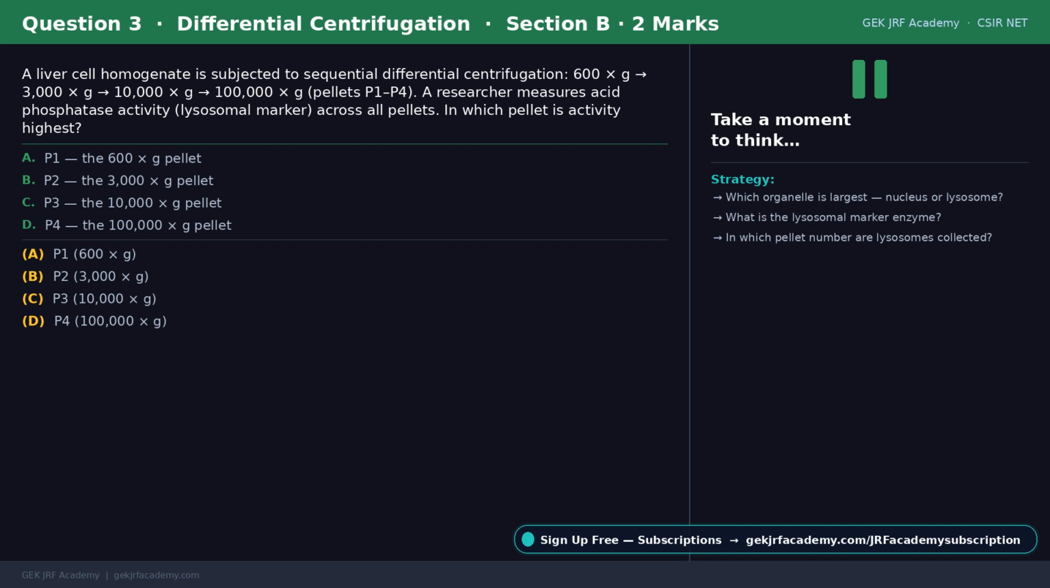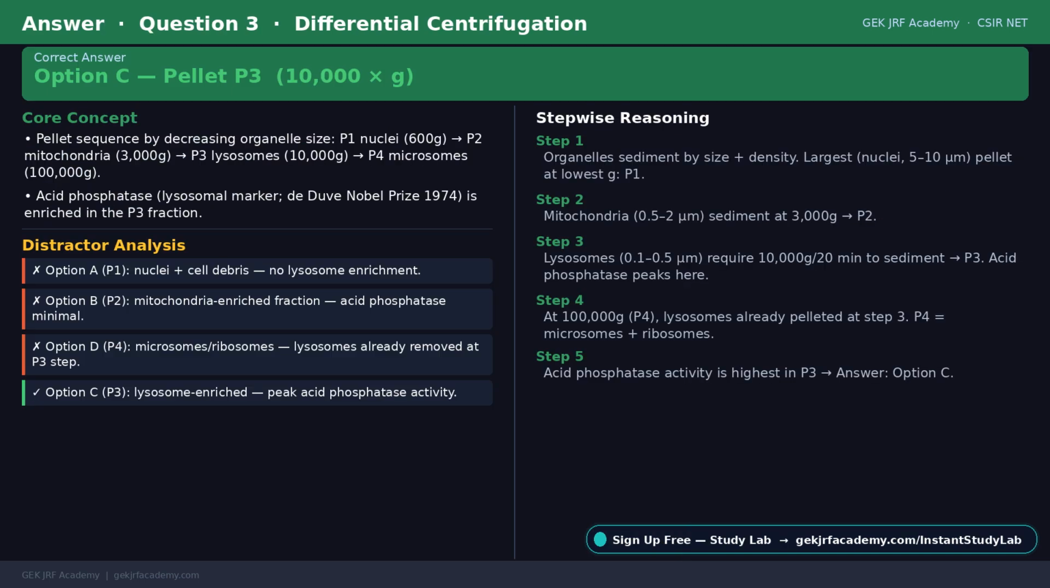Option A. P1. The 600 times gravity pellet. Option B. P2. The 3000 times gravity pellet. Option C. P3. The 10,000 times gravity pellet. Option D. P4. The 100,000 times gravity pellet. The correct answer is option C.